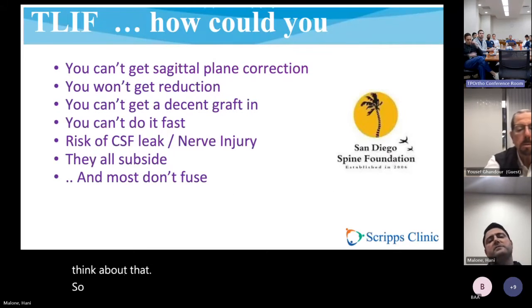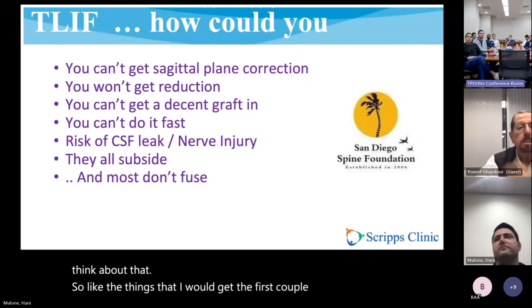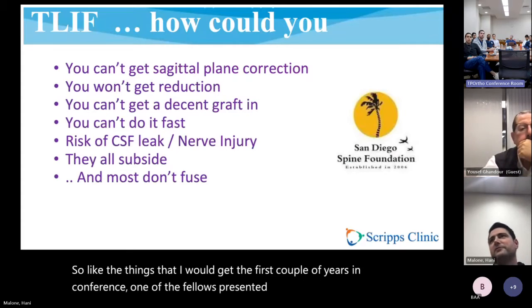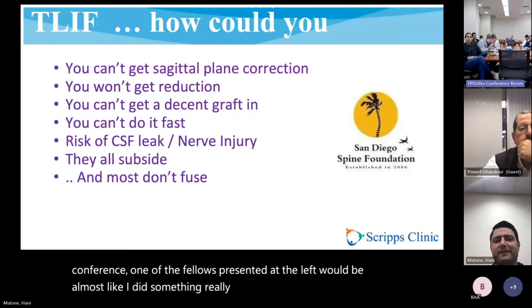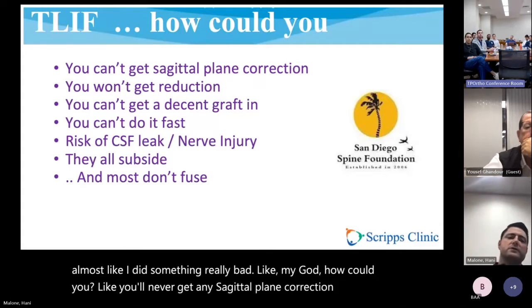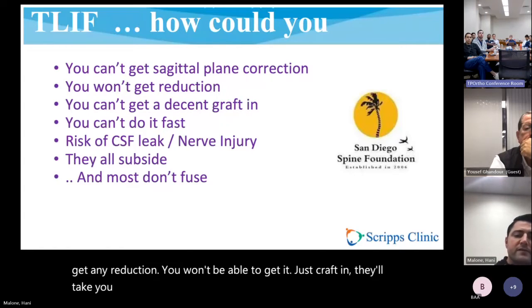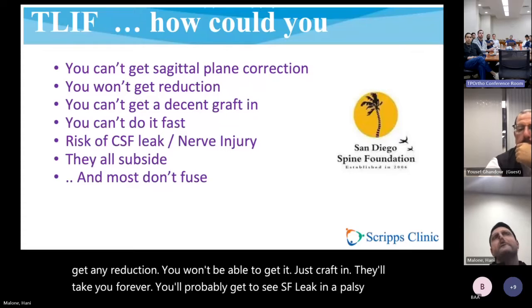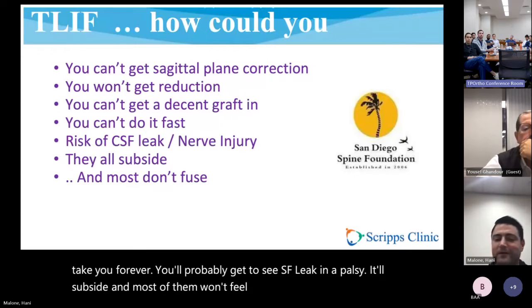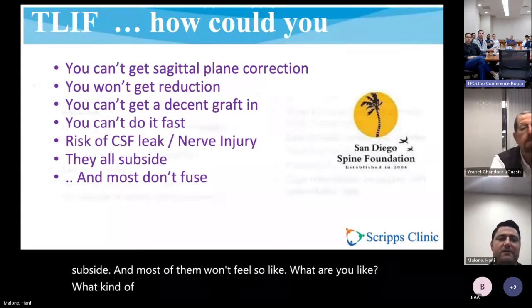So, the things that I would get the first couple of years in conference, like when one of the fellows presented a TLIF, it'd be almost like I did something really bad. Like, oh my God, how could you? You'll never get any sagittal plane correction. You won't get any reduction. You won't be able to get a decent graft in. It'll take you forever. You'll probably get a CSF leak and a palsy. What kind of surgeon do you think you are?